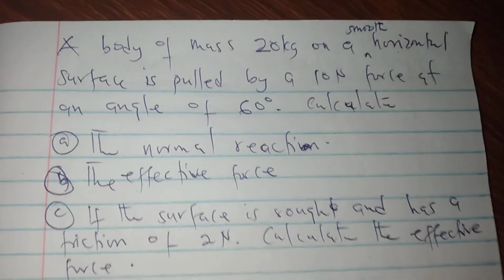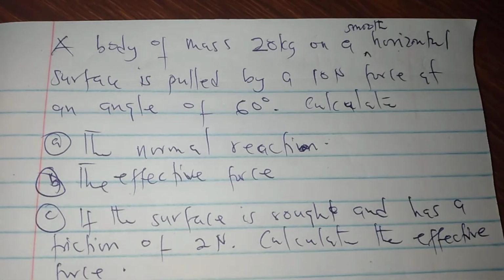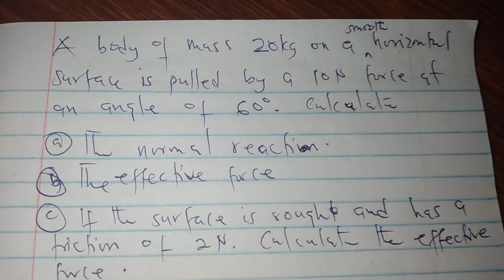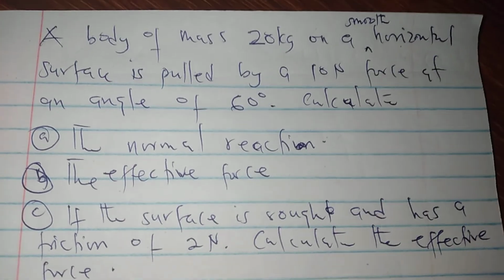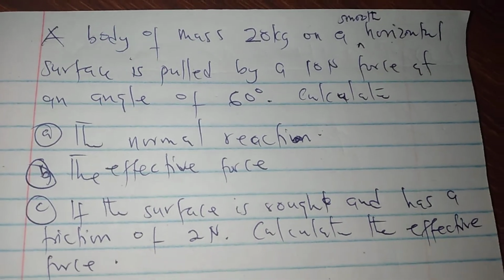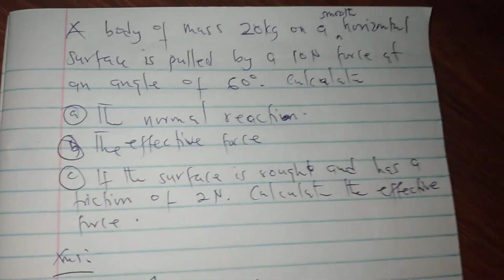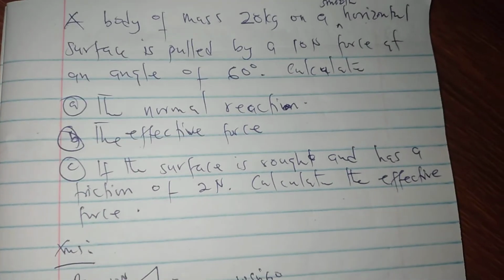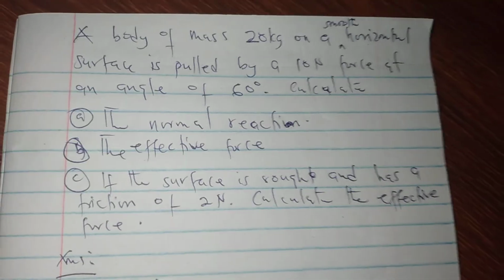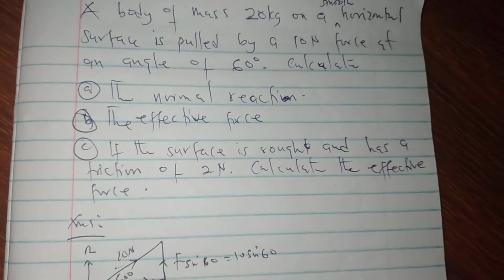We'll move on quickly to our second question for this lesson. We have a body of mass 20 kilogram on a smooth horizontal surface which is pulled by a 10 Newton force at an angle of 60 degrees. You have to calculate the normal reaction, the effective force, and then C, if the surface is rough and has a friction of 2 Newton, calculate the effective force.